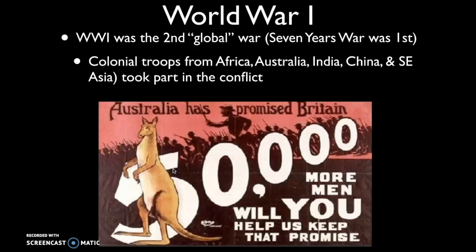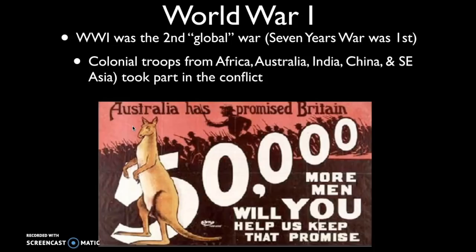World War I, though, was a global war, and that is a really critical thing that you need to be aware of. So there were colonial troops from all the various colonies of the major European powers. There were troops from Africa, there were troops from Australia and India, China, Southeast Asia. They all took part in this conflict. It was a global conflict. And you can see here there was propaganda that was used in order to recruit soldiers from the various colonies. So in this particular advertisement, you can see Australia has promised Britain 50,000 kangaroos, or maybe men.